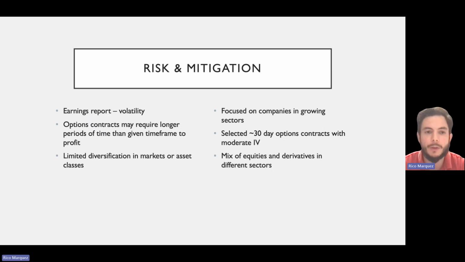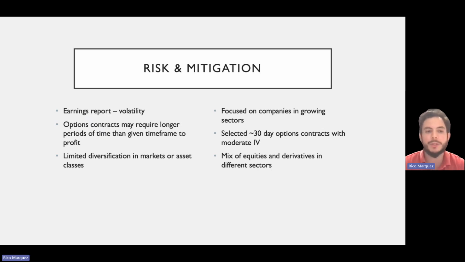For the options contracts, they could require a longer period to profit. I opted for a 30-day options contract, and I was looking for stocks that had maybe a moderate implied volatility. Still learning if I assessed that correctly. But relatively speaking, I think I did all right in choosing those.